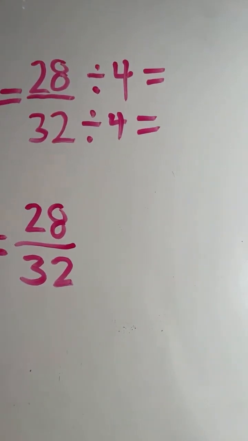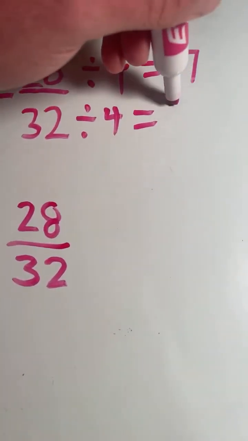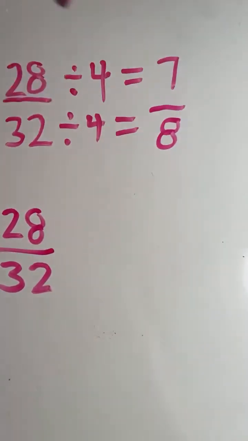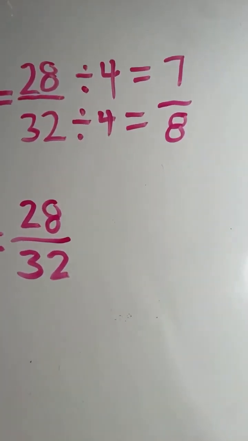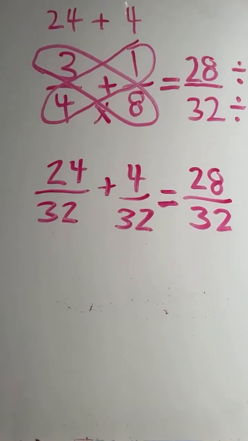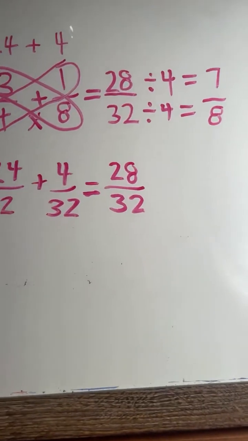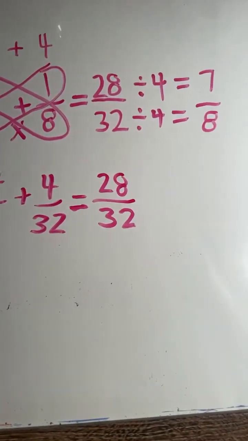So 28 divided by 4 equals 7. 32 divided by 4 equals 8. So our answer reduced to lowest terms is 7/8. So 3/4 plus 1/8 equals 28 32nds, which reduced to lowest terms equals 7/8.